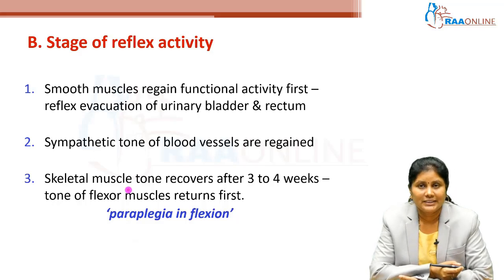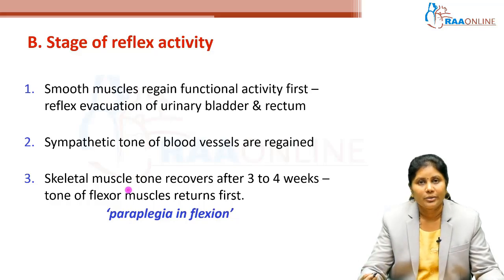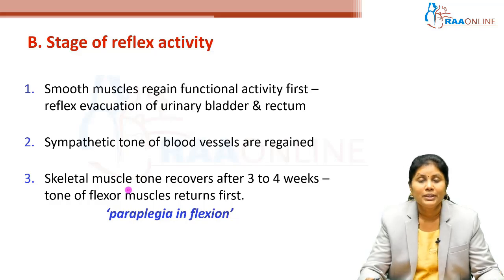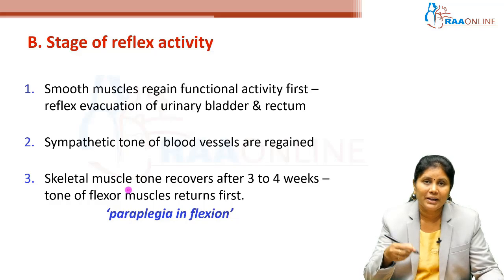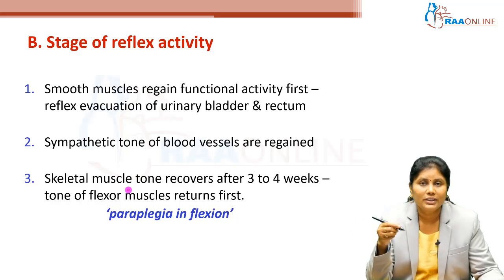Then comes the stage of reflex activity. The muscles regain their tone slowly. The first muscles to regain their tone are the smooth muscles of our body. Initially in the stage of spinal shock, there was only urinary retention. Now spontaneous filling and voiding will happen. There will be reflex evacuation of the urinary bladder and rectum as and when they get filled. This happens spontaneously, but still the patient will not be able to control the bladder or the rectum. That is one difficulty in this stage.